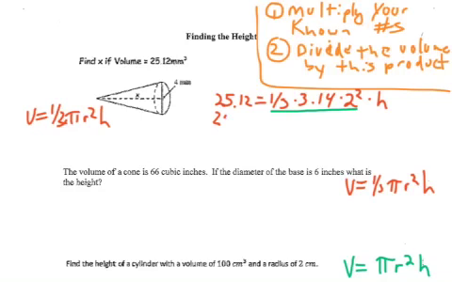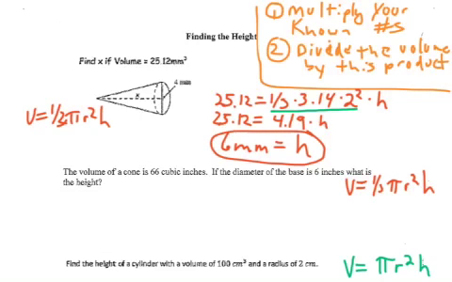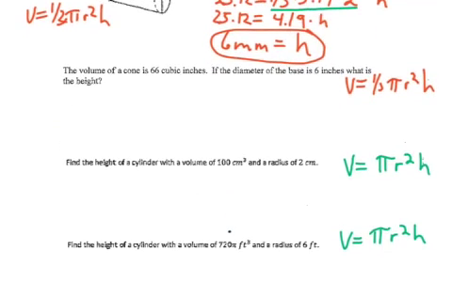So 25.12 is my volume, equals, and then all three of those multiplied together is 4.19 times my height. And now I'm trying to find the height, so all I have to do is divide my volume by this product, 4.19. So take your calculator, do 25.12 divided by 4.19, and you end up getting 6 millimeters equals our height. So again, multiply all your known numbers, then divide it to the other side to get your height. Okay, let's take a look at a couple more here.